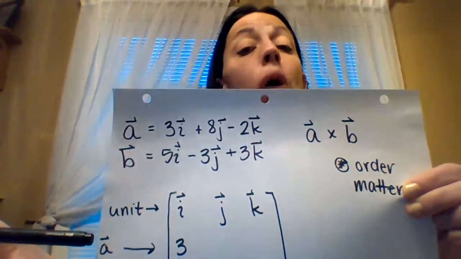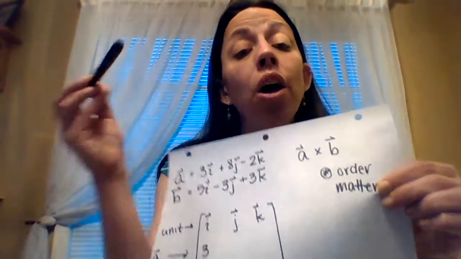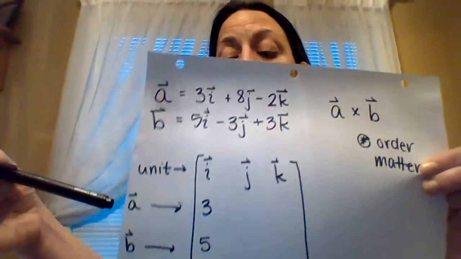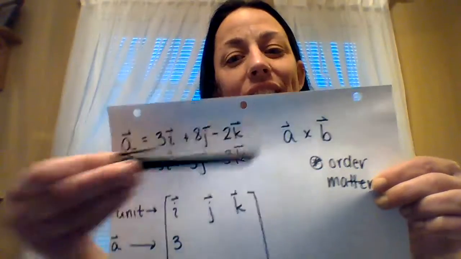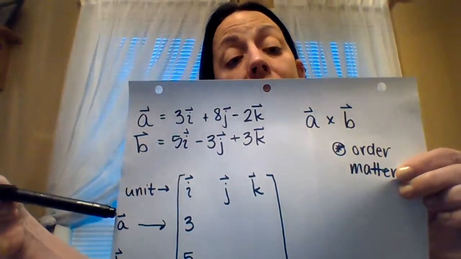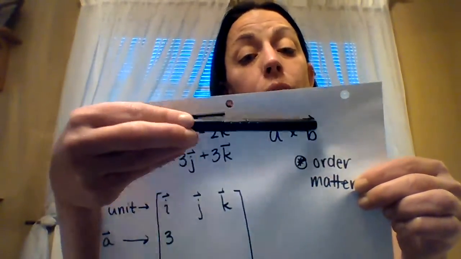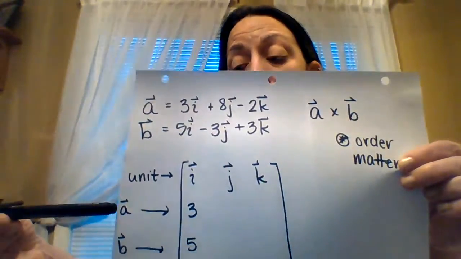The second row, you are going to write the coefficients only for the first vector that is listed. Not necessarily always going to be A, but when you read A cross B, if A is written first, you write A here.